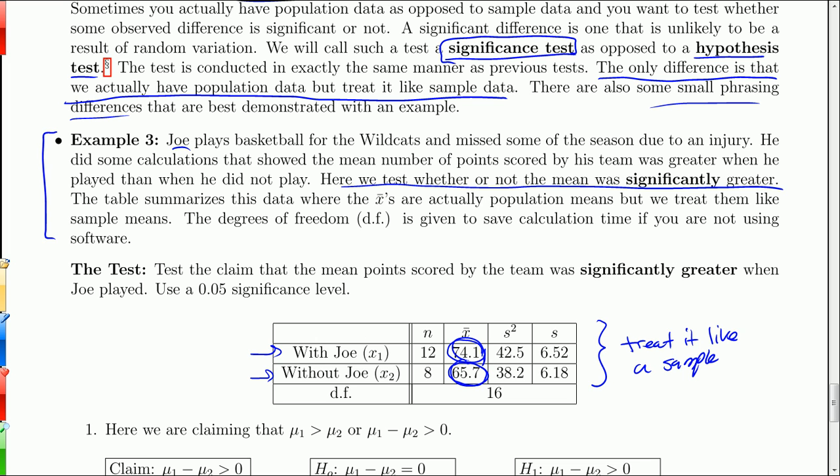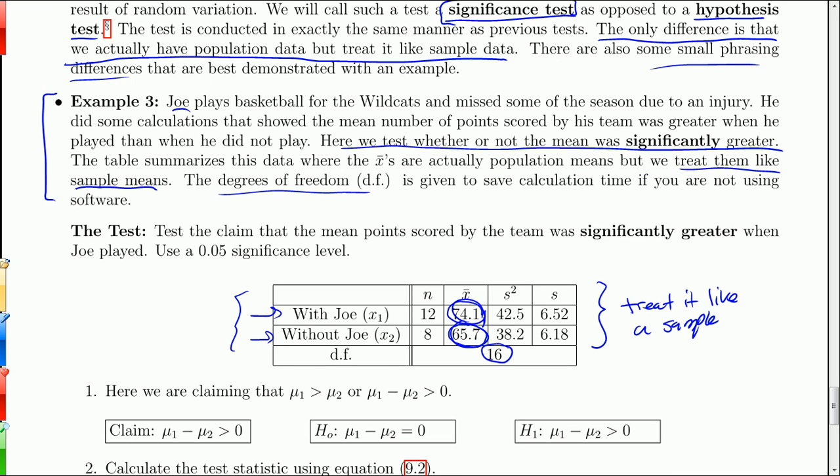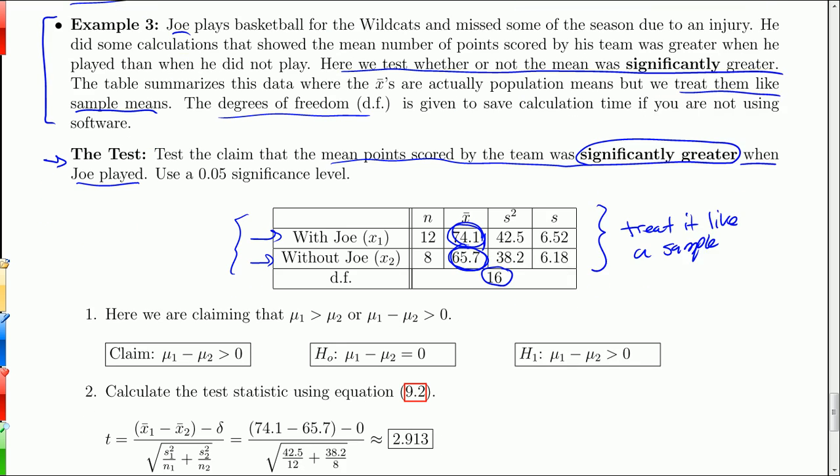Okay, so we have our table of data, and they're population means, but we treat them like sample means. The degrees of freedom is given. I told you I'd give you this down here, 16. And we're going to test this claim: that the mean points scored by the team was significantly greater when Joe played. So when we say significantly greater, we mean that it probably was not due to random variation. There was something significant going on.